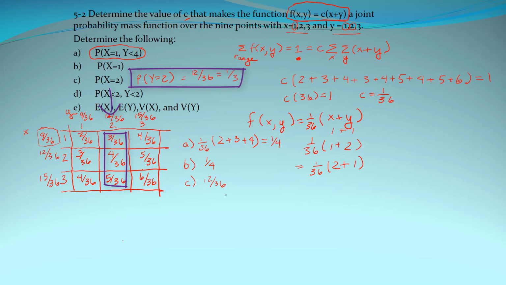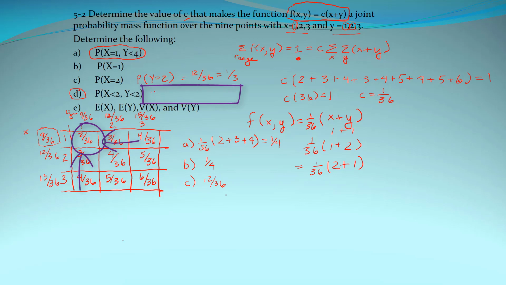Now the next one is the probability that x is less than 2 and y is less than 2. Well, look at that. Less than 2, less than 2. We've only got one option. That's the probability of x is equal to 1 and y is equal to 1. And that gives us 2/36, or 1/18. Oh, that's easy. Okay, now let's look at part E.